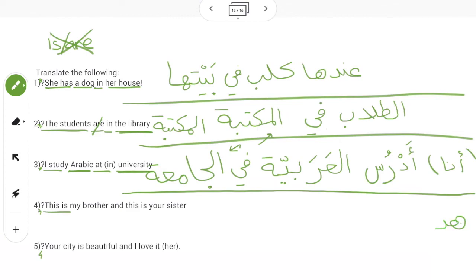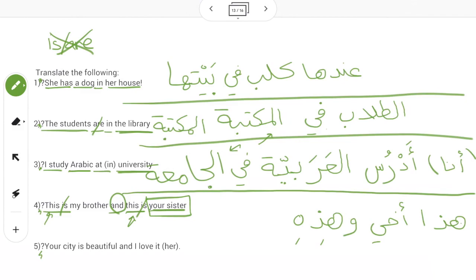Okay, this is my brother. Because I'm talking about my brother, we're going to say hada. We ignore the is. My brother. Hada akhi. And this is your sister. We want to use the feminine form. This was hada. What's the feminine form since we're talking about sister now? It is هذه. وهذه, we ignore the is, your sister. So we take the word أخت first. How do we make it yours? Add a kaf, أختك.